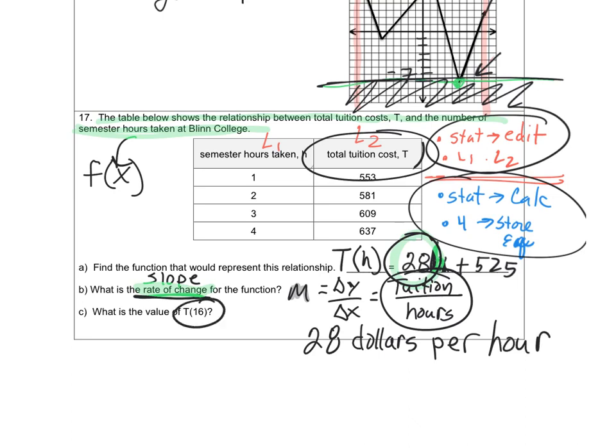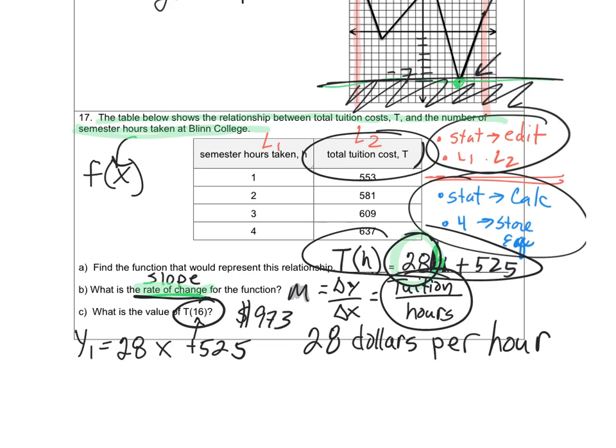What is the value of t of 16? So you're going to take this and put it in your y1. So y1, you'll type in 28x plus 525. Look at your table. The x value is 16, and the y value is going to be 973. So we know that to take 16 hours is $973.